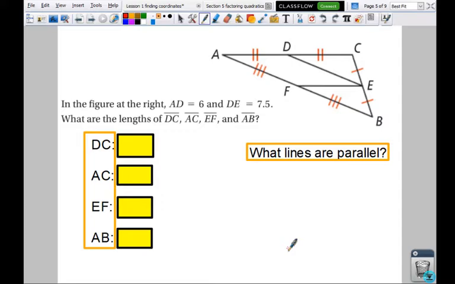This time, I want you to find these four things right here: DC, AC, EF, AB. So in this picture, AD is 6. DE, this one right here, is 7.5. And then you're going to find the rest of these just using that. Don't worry about the parallel lines part. I'm not really worried about that. So find DC, AC, EF, and AB on your own.